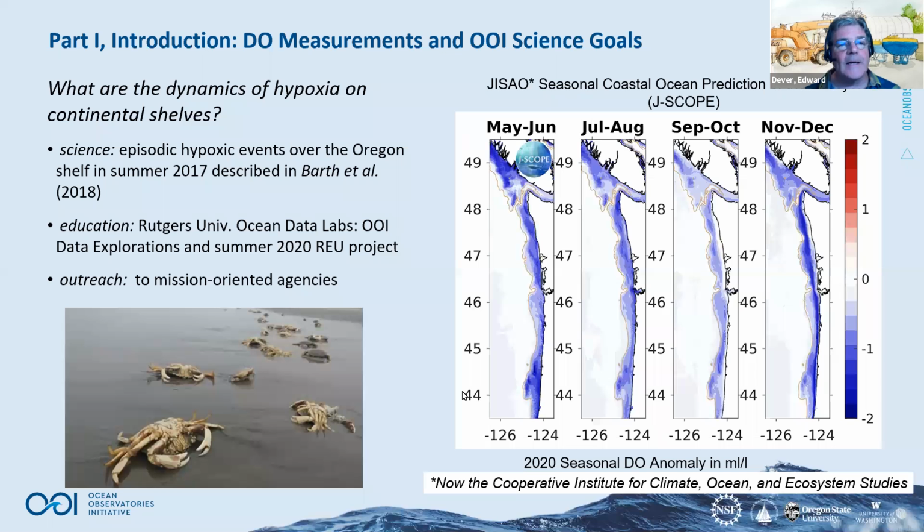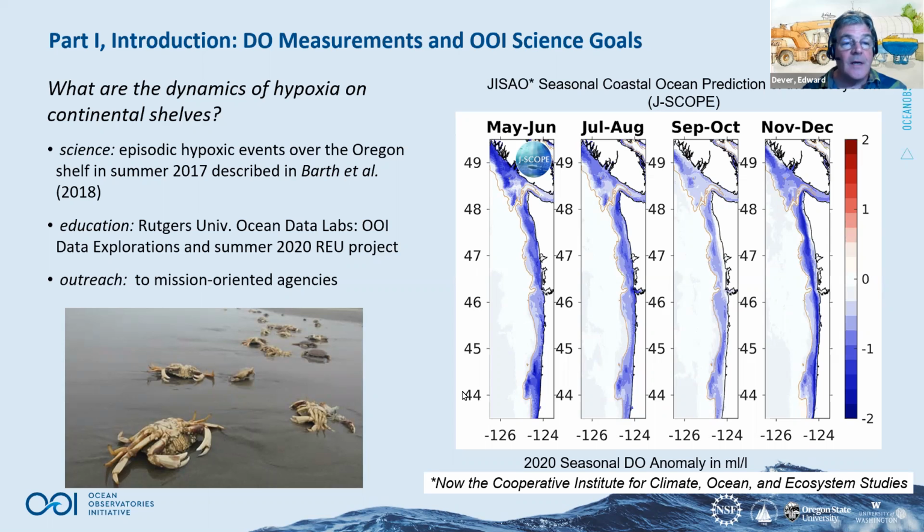And in the left of the slide there, I just represent a couple of the early results from OI. In 2018, Jack Barth et al. wrote a paper in Oceanography describing 2017 episodic hypoxic events. Saj Lichtenwaldner at Rutgers University has led a number of these OI data explorations. And then Janice McDonald led the summer 2020 virtual REU project, where several students looked at OI data, including one student who looked at oxygen data off of Washington and compared it to data off of Oregon in the summer of 2017.